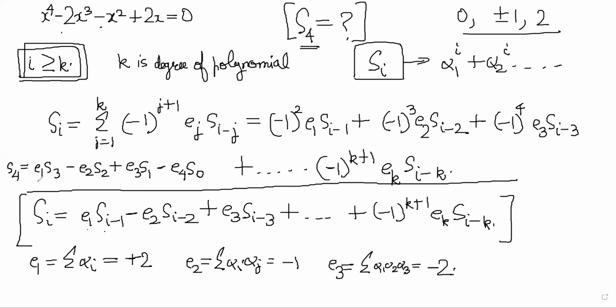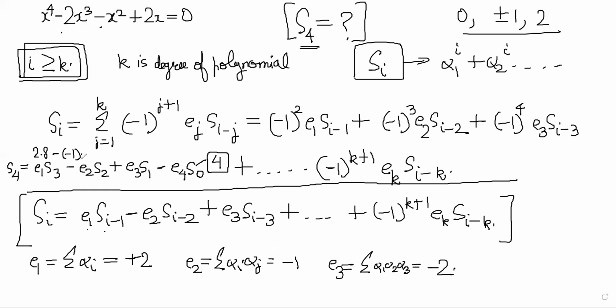Correct. So let's see what comes. This will be just 4 here. Yes, this will be just 4. Let's just confirm whether it is coming or not. So E1 is what? E1 for us is 2. S3 is what? S3, we have already found in the previous step, previous screen. S3 was 2 cube. S3 was 8, right? 2 into 8 minus E2 is what for us? E2 is minus 1.